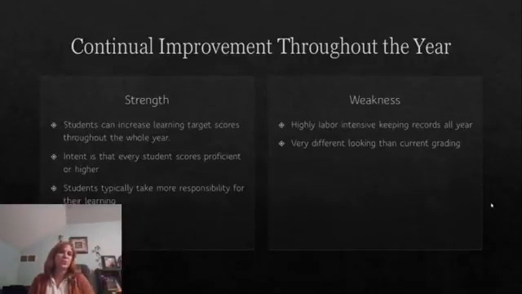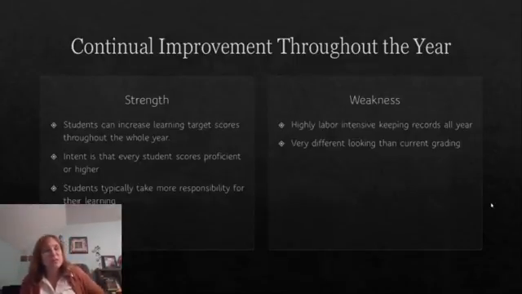And a continual improvement plan is just that. Those standards, the whole year standards, are laid out. And as students improve on those, all of that is reported out throughout the entire year. A strength of that is students can increase learning target scores throughout the whole year. The intent is every score is proficient or higher.